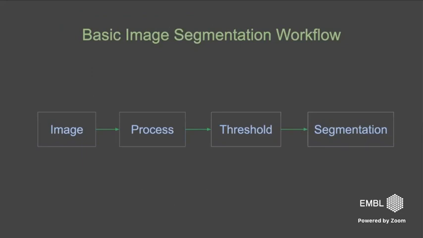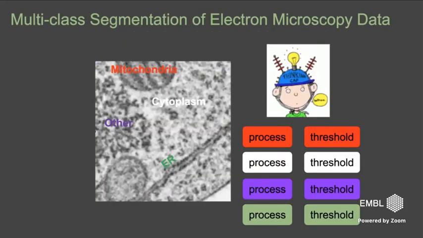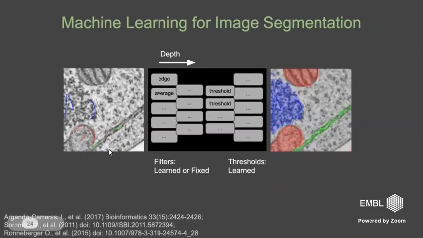So again, a very basic job of a bioimage analyst is you try to process an image such that you can threshold it to get the segmentation. Now, this task can become extremely difficult. For example, here, you may want to segment the mitochondria, the cytoplasm, the endoplasmic reticulum in this electron microscopy image. And you have to find all the filters and thresholds that do that, and this actually can be really, really tough. But luckily, these days, we have powerful machine learning methods for this.